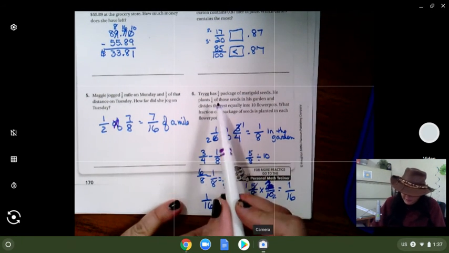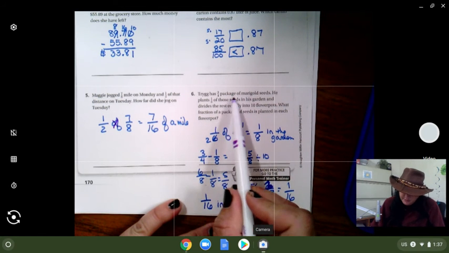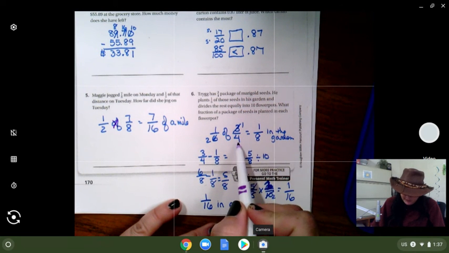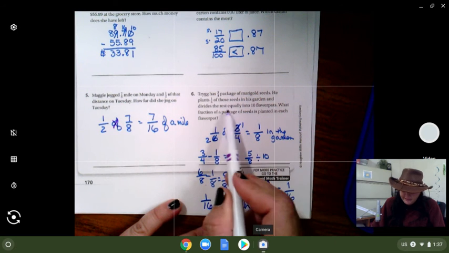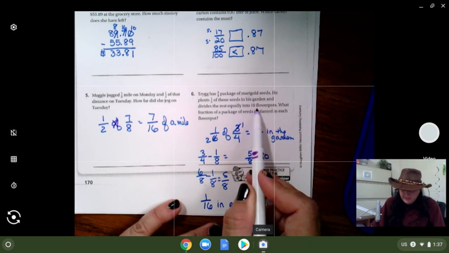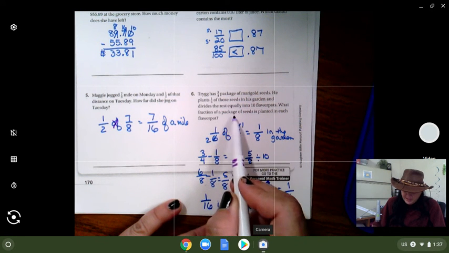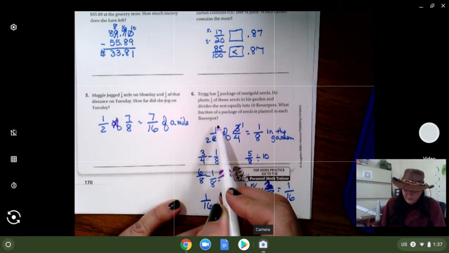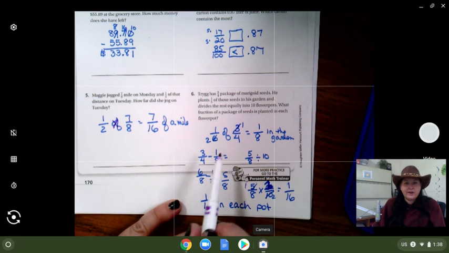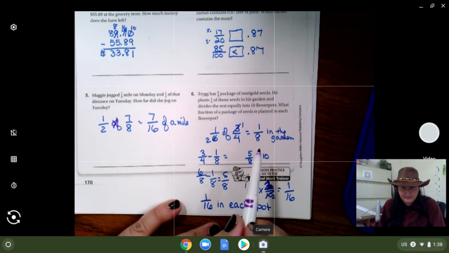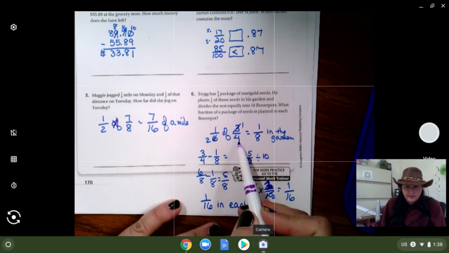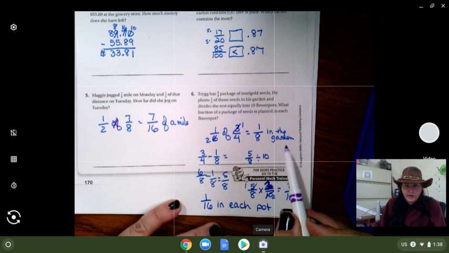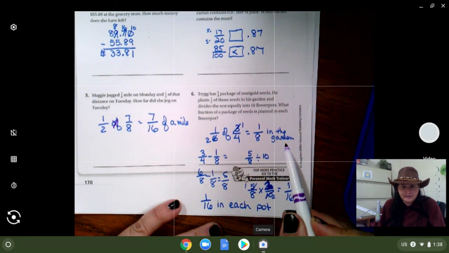Trig has a 3/4 package of marigold seeds. He plants 1/6 of those seeds in his garden and divides the rest equally into 10 flower pots. What fraction of the package of seeds is planted in each flower pot? So first, I figured out how many of them he planted in the garden. So I did 1/6 times 3/4, simplified, and I had 1/8 of the seeds went into the garden.